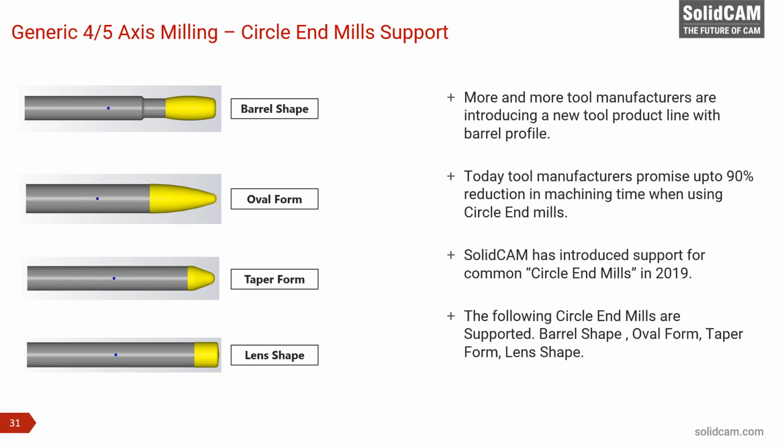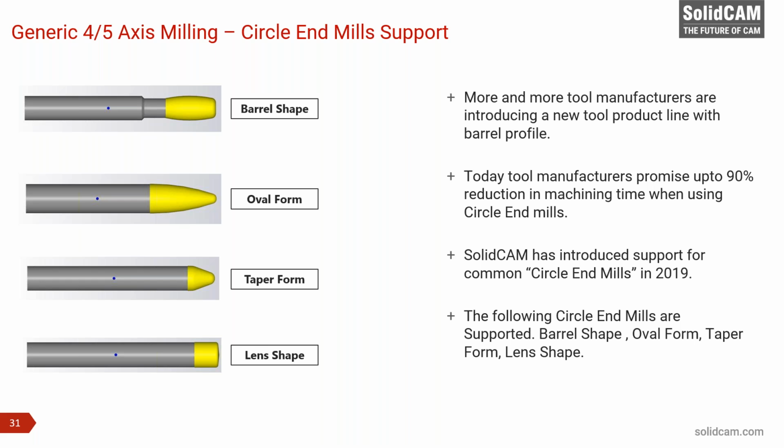We support barrel shape, oval form, taper form, and lens form tools. So we support almost the most common forms of circle end mills. Of course, there is something called a double barrel. We should start supporting it pretty soon inside SolidCAM. So right now, we have the most common four shapes in SolidCAM.